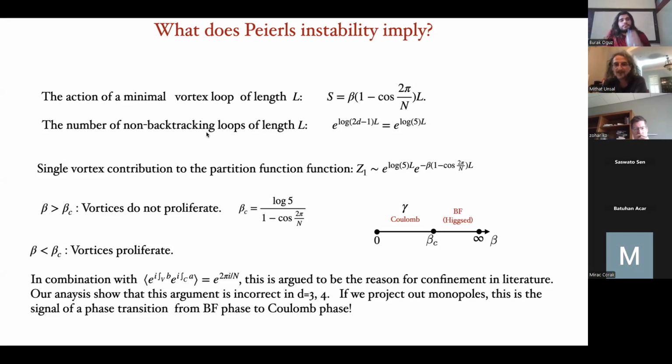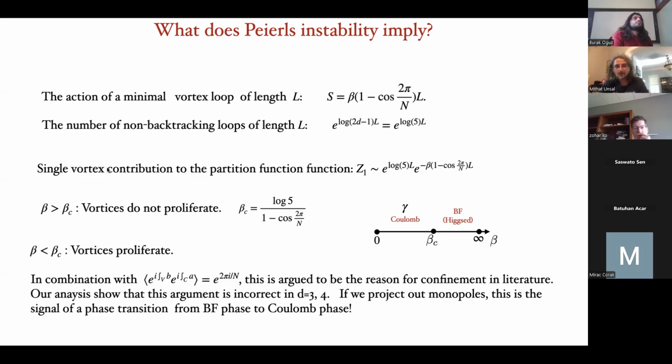Now, you can ask how many loops are there starting and ending at the same point, non-backtracking loops of length L. And you can actually count them. You can give an upper bound, a lower bound, and a very reasonable estimate for the number of non-backtracking loops in D dimensions: it is exponential of log 5 times L in 3 dimensions. You can think of this factor as the entropy factor associated with this loop. There are this many loops with this property, starting and ending at a fixed position, but having length L.